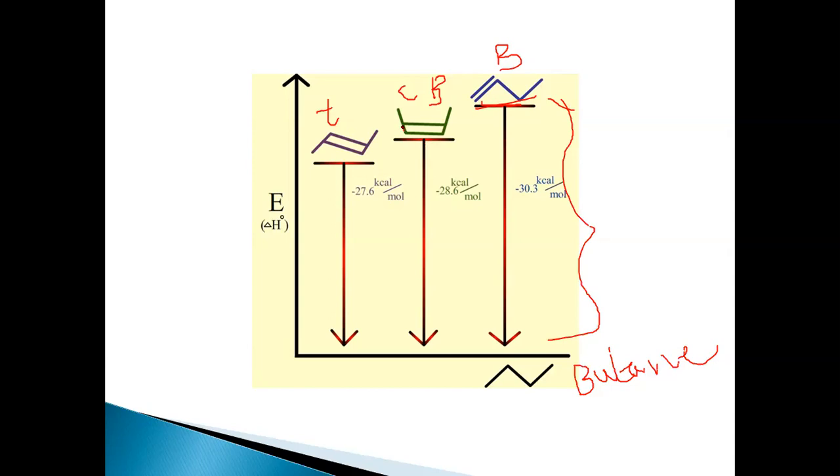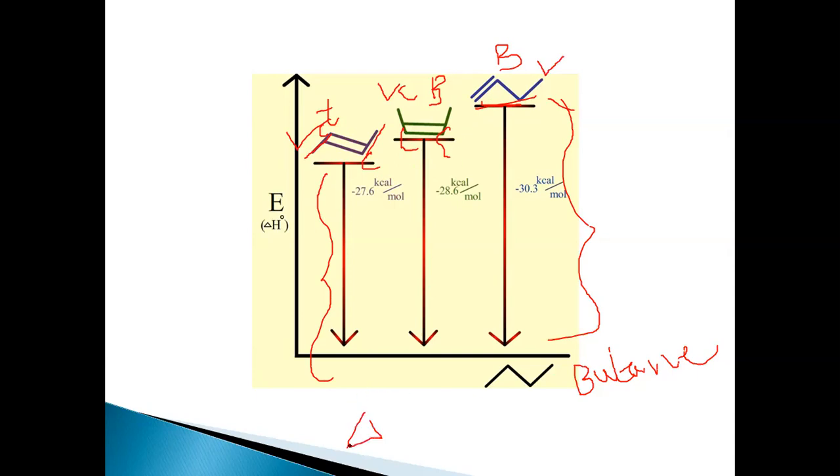We can see that this one is more substituted than 1-butene. So the energy released here is less. This is also disubstituted, but it's in the trans position, which is more stable when compared to the cis, because the repulsion is less here. So the energy released is less. So this is more stable when compared to butene.